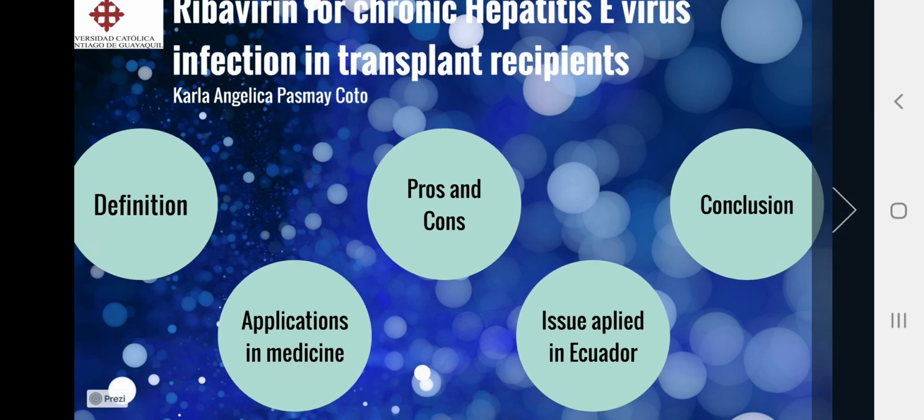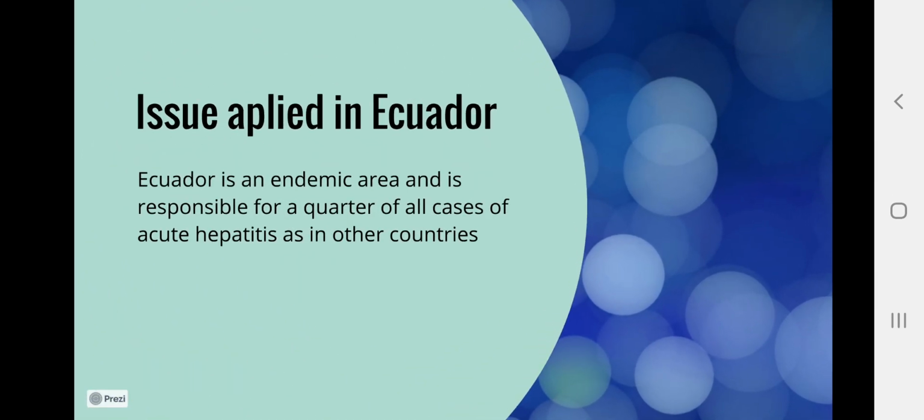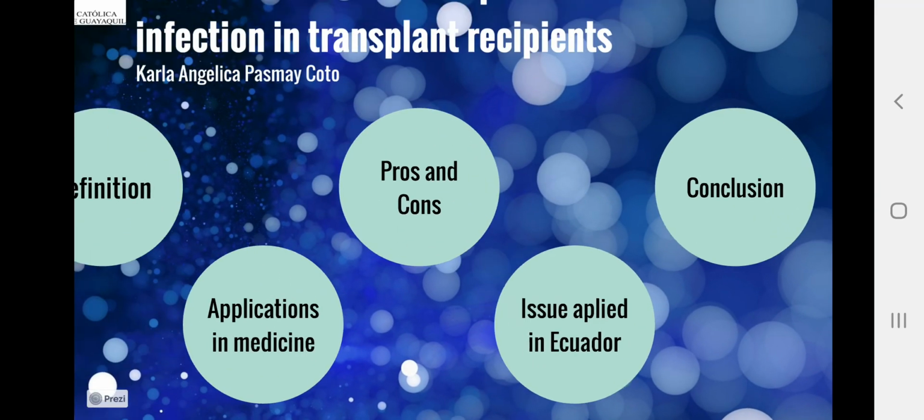Issue applied in medicine in Ecuador. Ecuador is an endemic area, and it's responsible for a quarter of all cases of acute hepatitis, as in other countries. Conclusion.